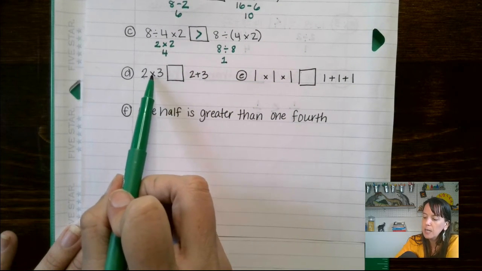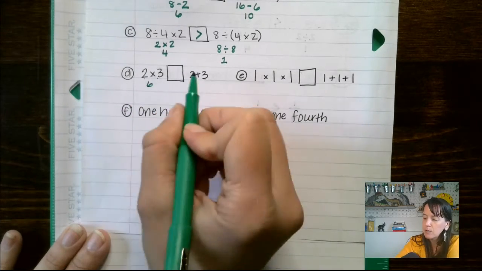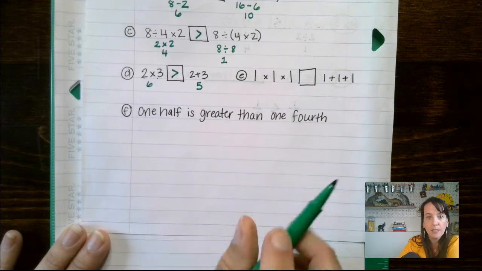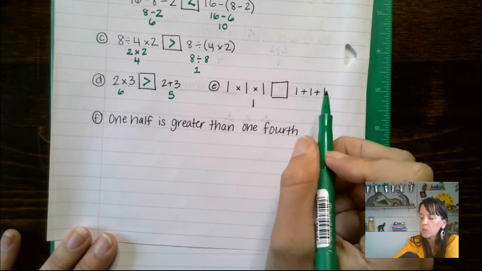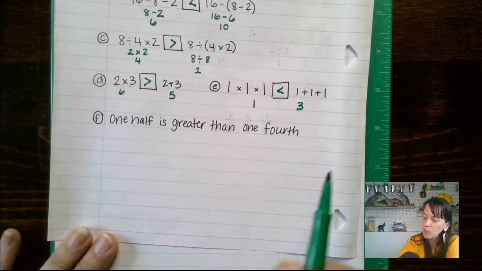2 times 3 or 2 plus 3. 2 times 3 is 6. 2 plus 3 is 5. So we're going to say greater than because it doesn't look like an L. 1 times 1 times 1 is 1. 1 plus 1 plus 1 is 3. So 1 times 1 times 1 is less than 1 plus 1 plus 1.